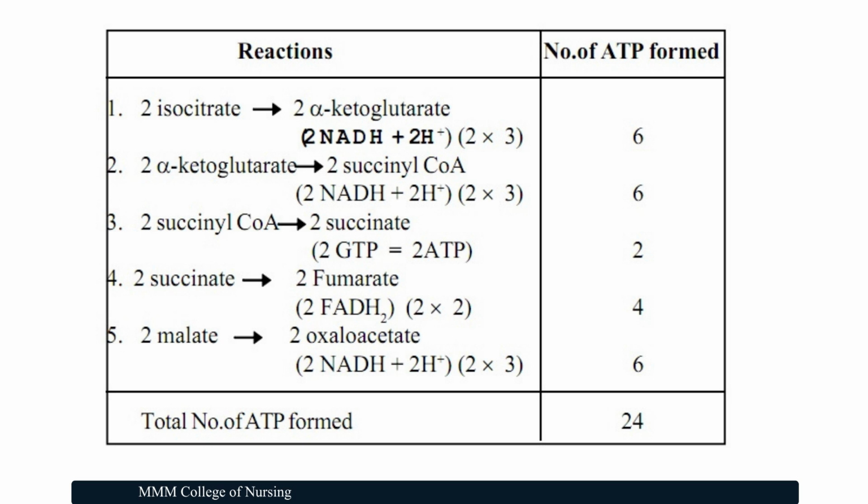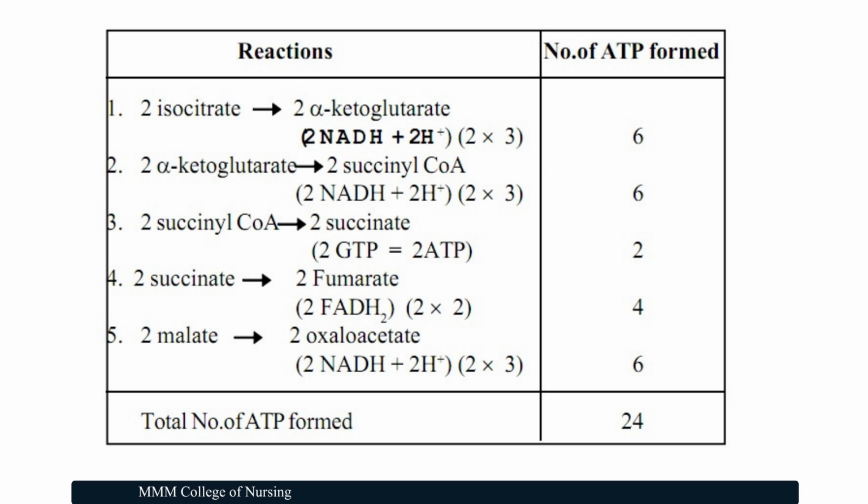From the 2 isocitrate to alpha-ketoglutarate reactions, we get 2 NADH and that gives us 6 ATP. From the 2 alpha-ketoglutarate to succinyl-CoA reactions, we again get 2 NADH, giving us another 6 ATP. From the 2 succinyl-CoA to succinate reactions, we get 2 GTP directly, which is 2 ATP. From the 2 succinate to fumarate reactions, we get 2 FADH2, which gives us 4 ATP. And from the 2 malate to oxaloacetate reactions, we get 2 more NADH, giving us 6 ATP.